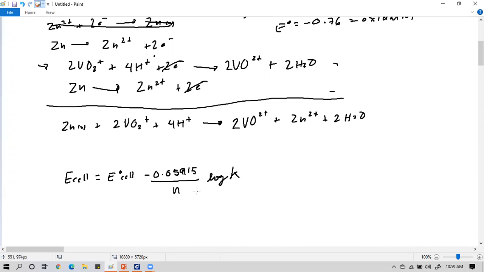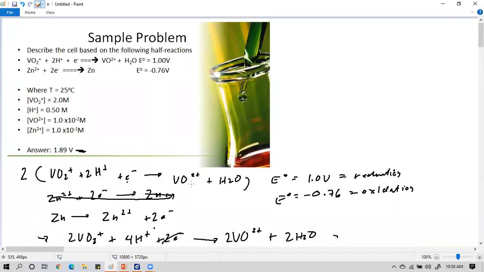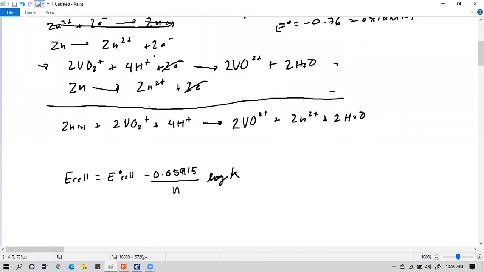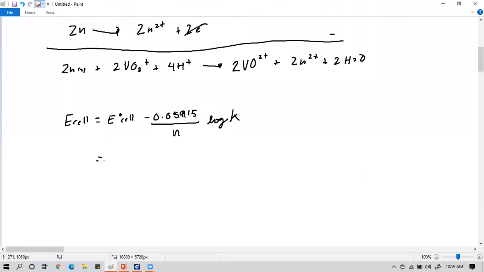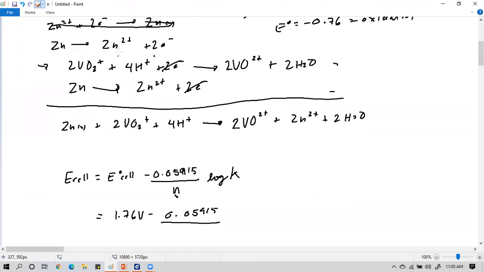So dito na tayo, isa-isahin natin. So what is E cell? Ano ang E naught cell natin dito? Pag minusin mo lang, 1 minus negative 0.76. That is 1.76 volts. So E cell equals 1.76 volts minus 0.05915 all over. So ilan yung electrons na na-generate natin dito? So 2 electrons. So all over 2.